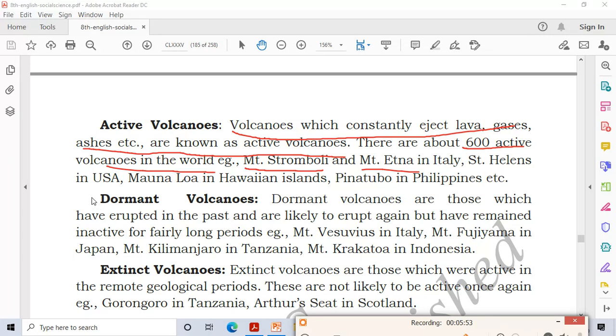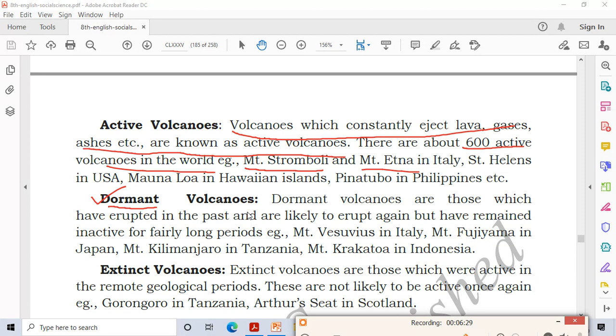Next, we'll read about the dormant volcanoes. Dormant means inactive. They are not active at all. The dormant volcanoes are those which have erupted in the past, which means these volcanoes were there in the past and are likely to erupt again in the future, but have remained inactive for fairly long periods. These volcanoes were active in the past, but now they are inactive, and in the future these volcanoes can become active again. So those are called dormant volcanoes.